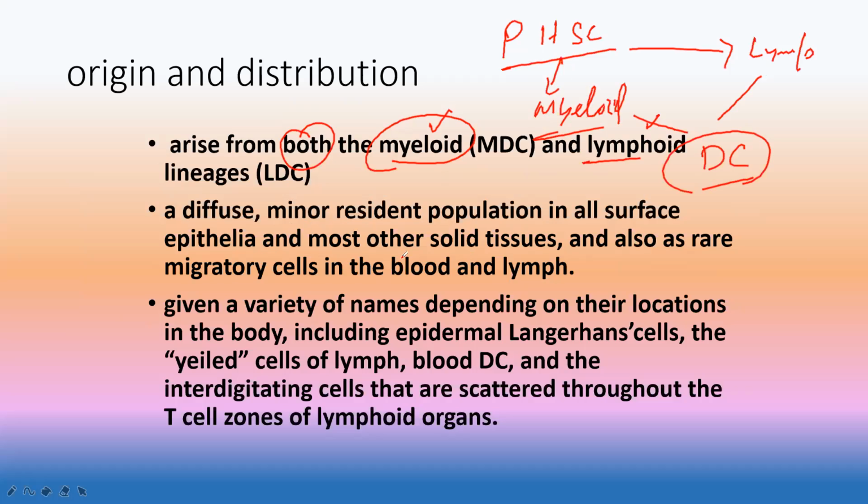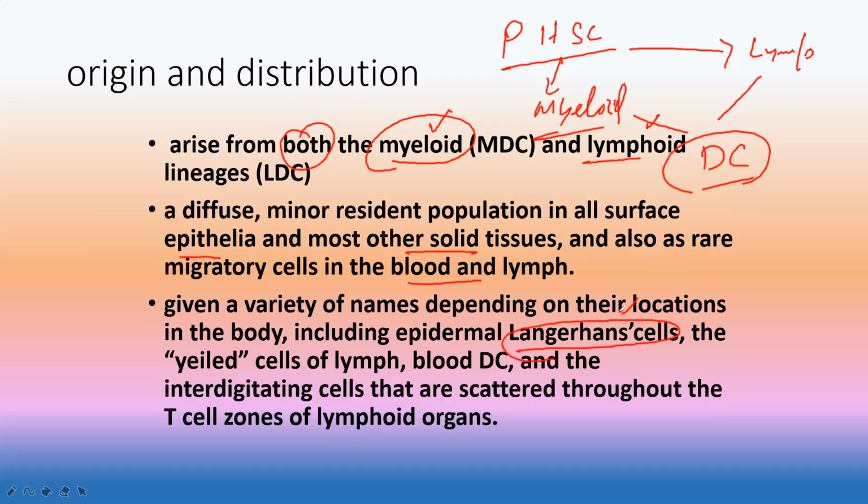Dendritic cells are present in epithelium, and also in solid tissue everywhere. What's the location? Everywhere in the body, close to the body tissue. Clear? Langerhans cells are cells present inside the skin, inside the dermis. These are also dendritic cells, under the skin. Just an example here.